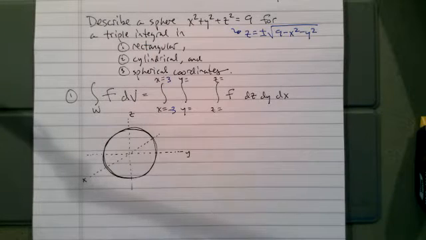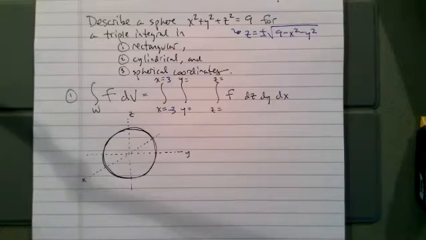In this problem, we want to describe a sphere centered at the origin with a radius of 3 for a triple integral in rectangular, cylindrical, and spherical coordinates. And we're going to start with rectangular because that's the most familiar.